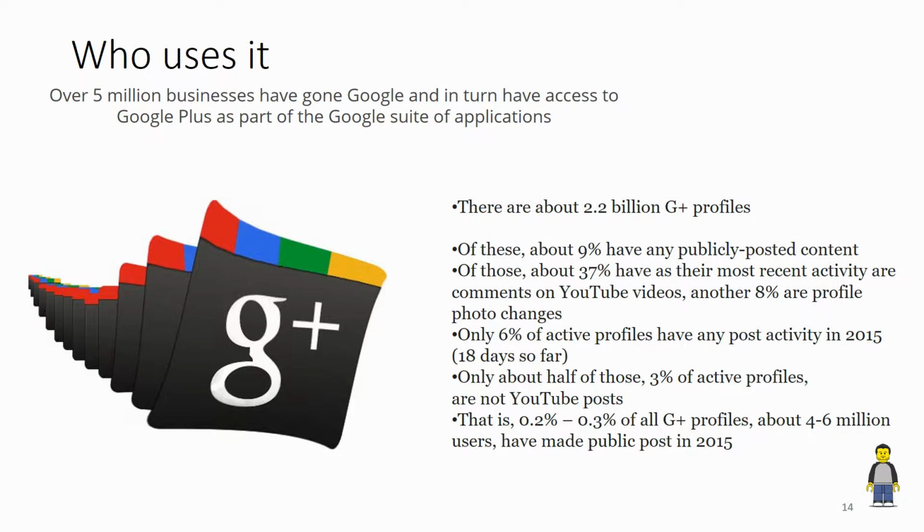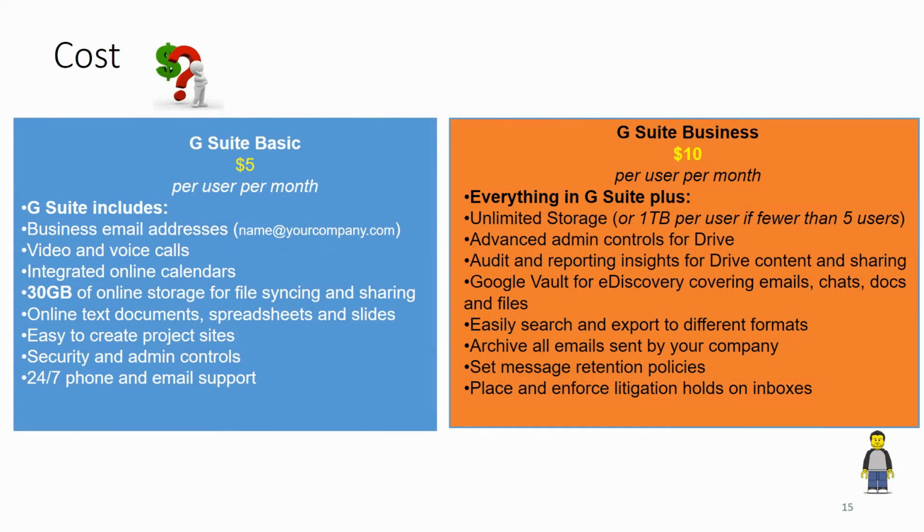Of those, about 37% have, as their most recent activity, a comment on YouTube videos. Another 8% are profile photo changes. Only 6% of active profiles have any post activity in 2015. Only about half of those, 3% of active profiles, are not YouTube posts. So, you can take your own thoughts away from that. So the cost.